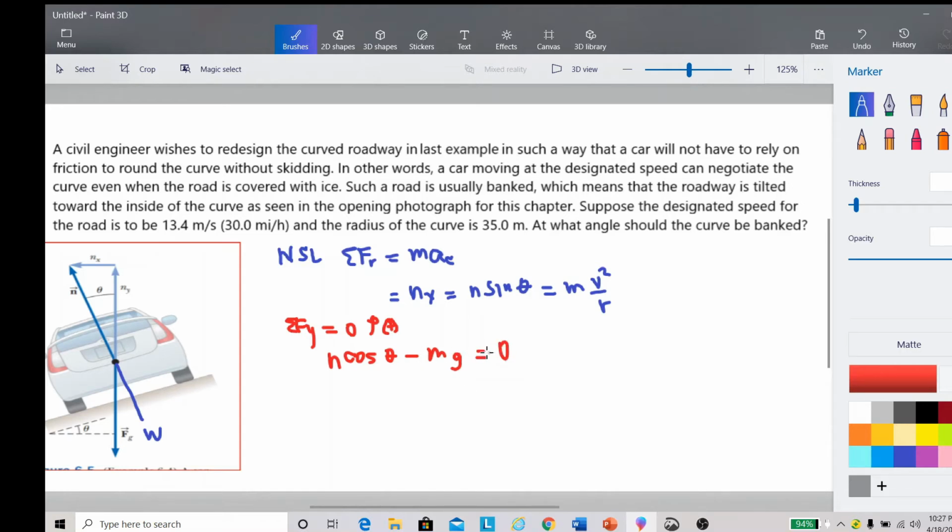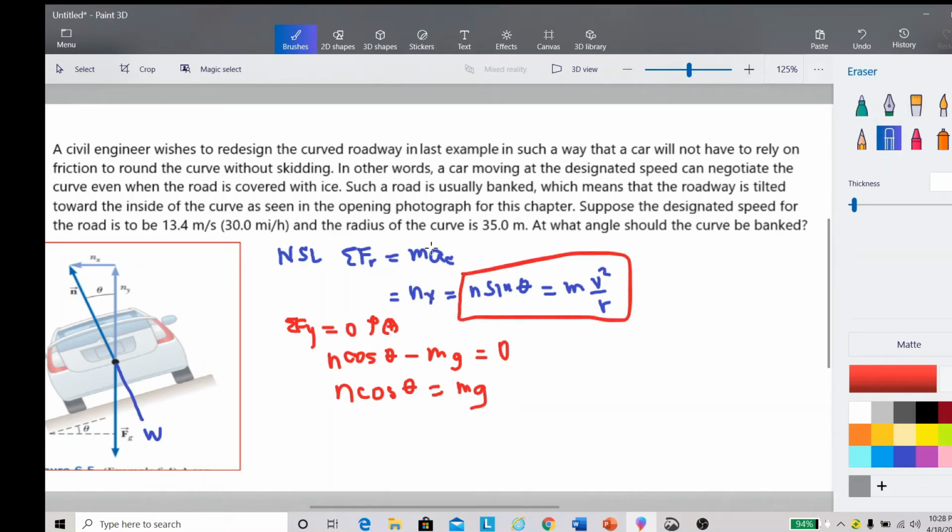So if we are going to rewrite this, n cosine of theta is equal to, we transpose this to the other side of the equation, positive mg. That is our n sub x, let's erase it so we won't get confused. N sub x, n sine theta, is equal to m a_c. Let us erase this now, we just needed that for explanation earlier.